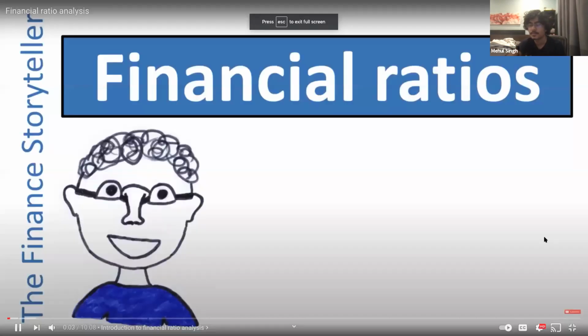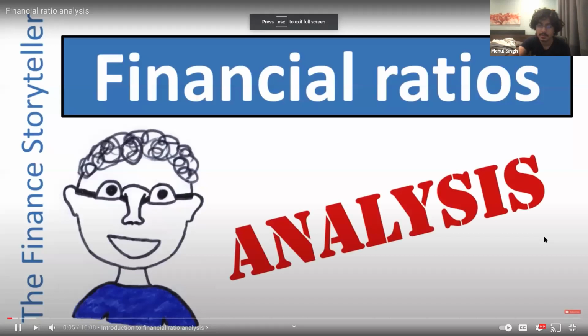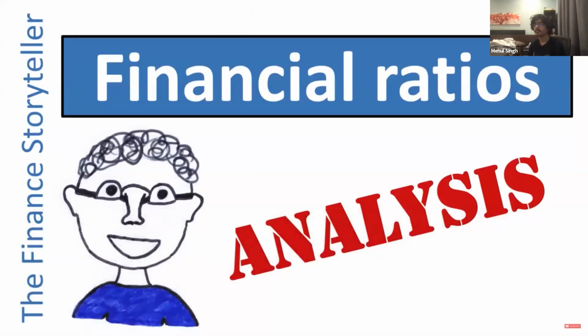How does financial ratio analysis work? Let's discuss 10 of the most popular financial ratios that can help you find the story behind the numbers.